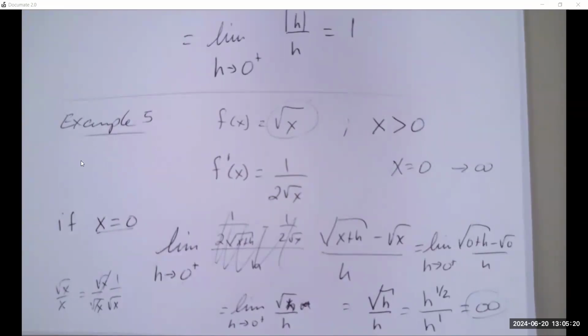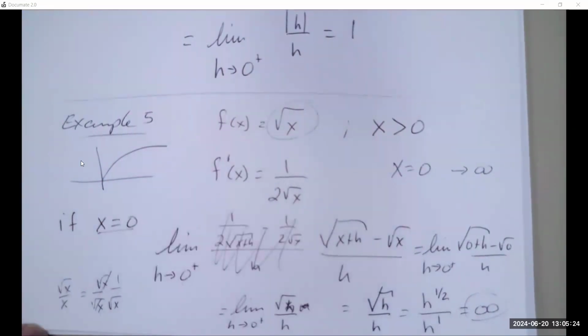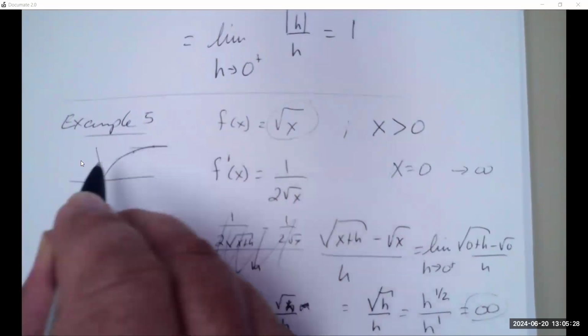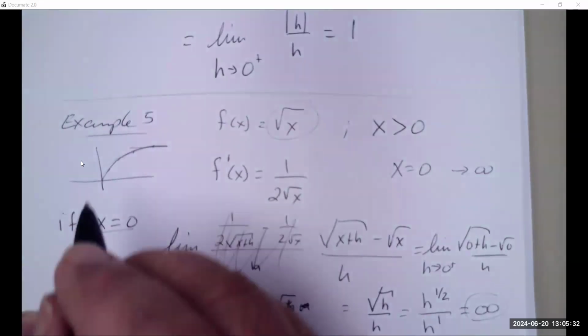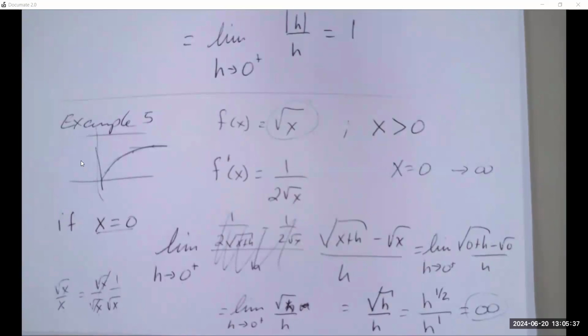Now, why is that? Let's look at the graph. As we get closer and closer to 0, where's the graph going? Where's the slope of that graph going? Eventually, it's going vertical. So that's why we can't take a derivative at the beginning point.